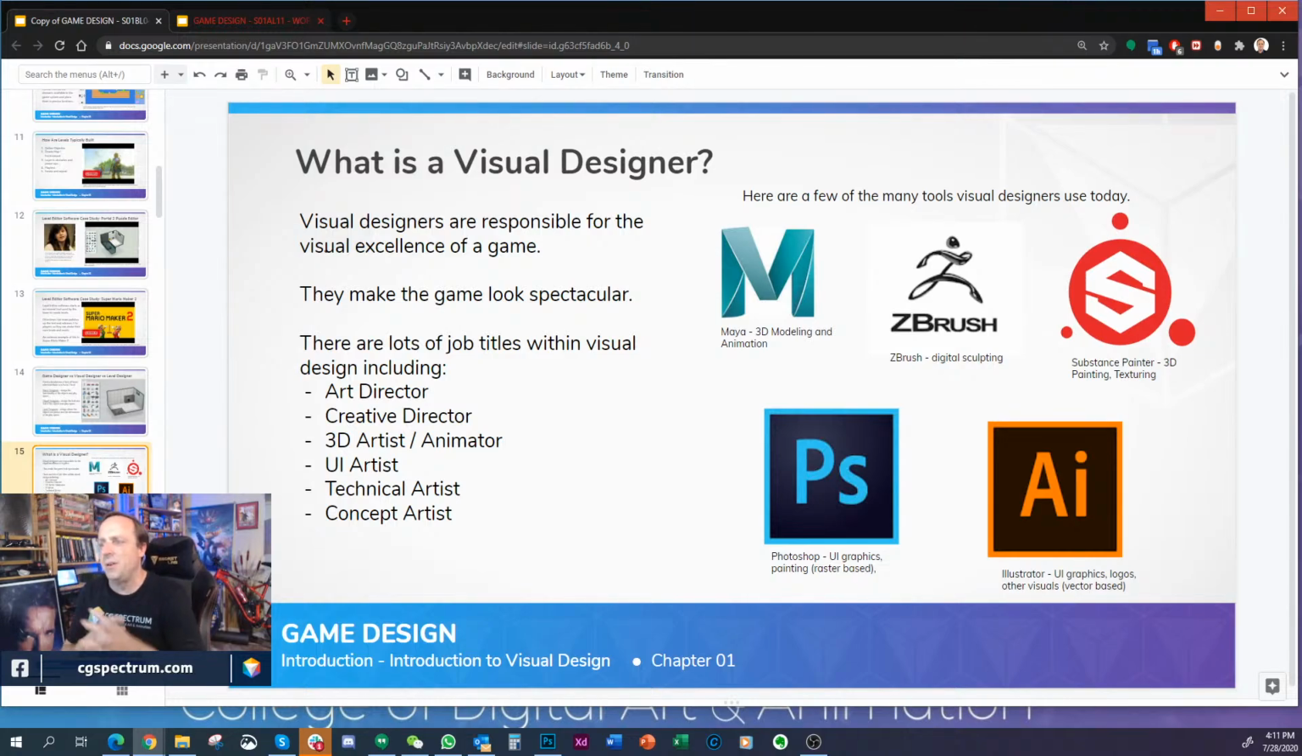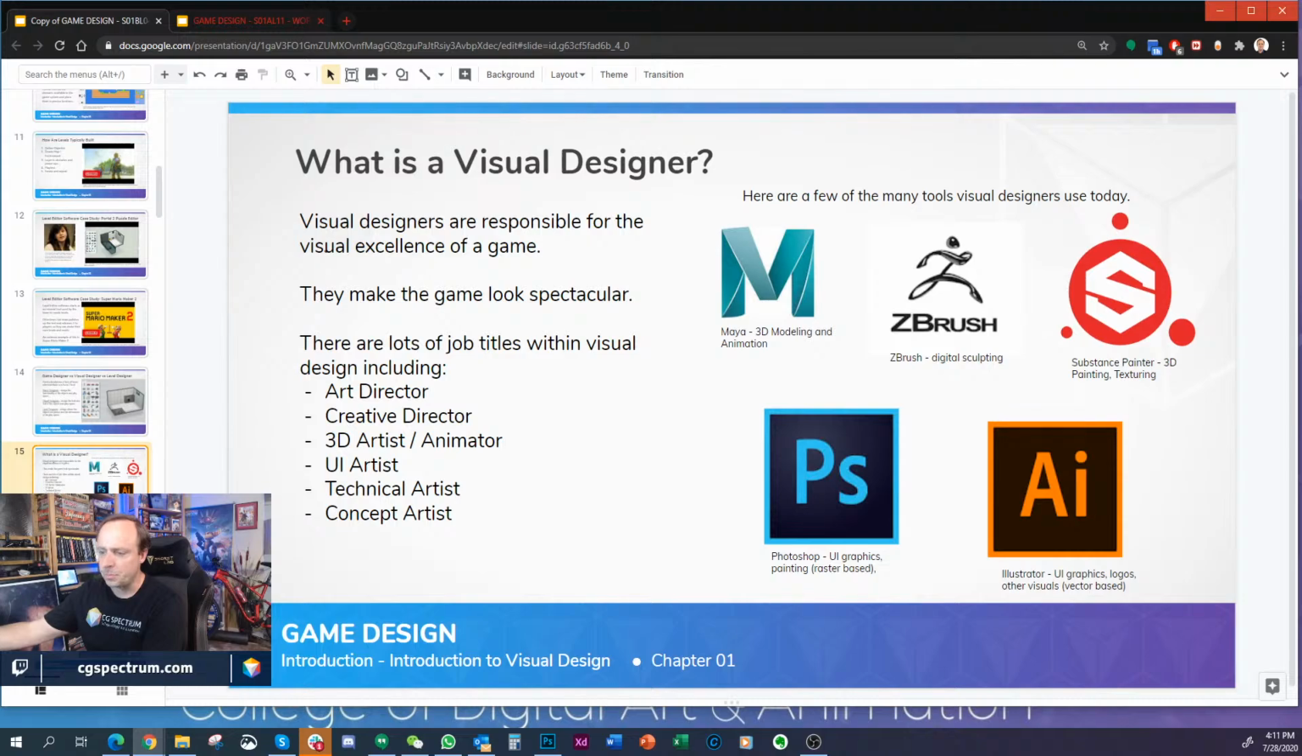So this was what a visual designer is doing. There are all these different people: art directors, creative directors, animators, artists, UI artists, technical artists, concept artists, all these different people again, right? And you're using all these different tools, and these are just a few of the tools. There could literally be dozens and dozens of different tools and dozens of different game engines, right?